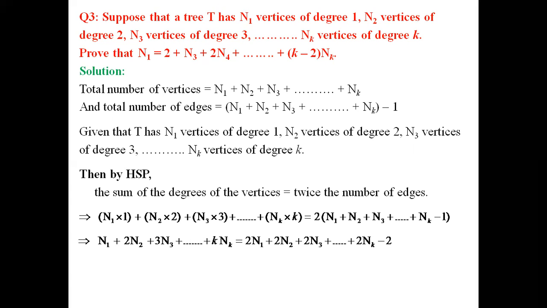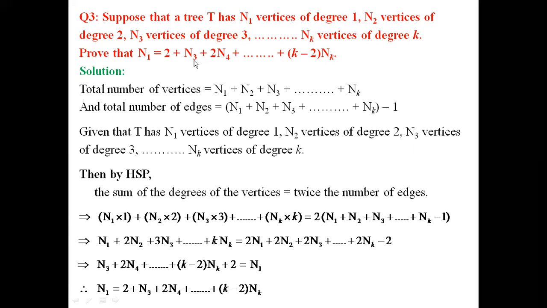Now let us group the like terms. We have n1 on the left and on the right hand side it is 2n1. So taking n1 to the right hand side, we obtain n1 on the right. 2n2 gets cancelled on both sides. Simplifying for n3, it is n3 on the left hand side. Similarly 2n4, etc., up to k minus 2 into nk. I take the constant minus 2 to the left hand side, and we get plus 2. So this is the same as rewriting the expression for n1 in the required format. That is, n1 is 2 plus n3 plus 2n4, etc., up to k minus 2 into nk.